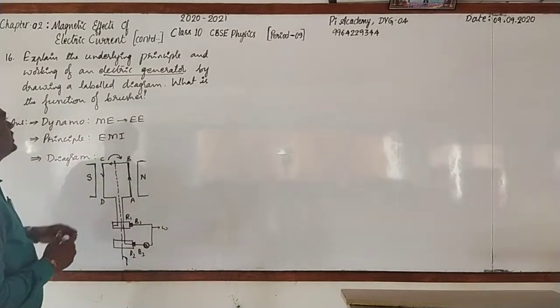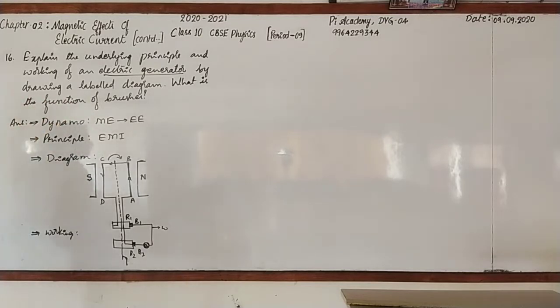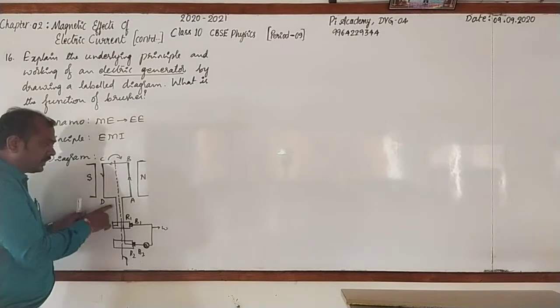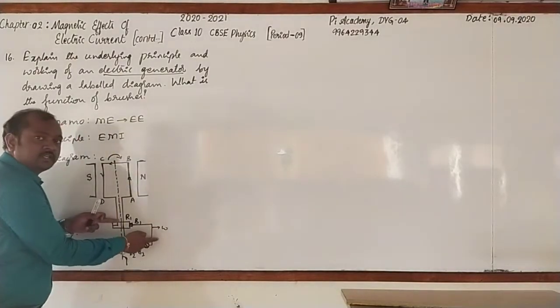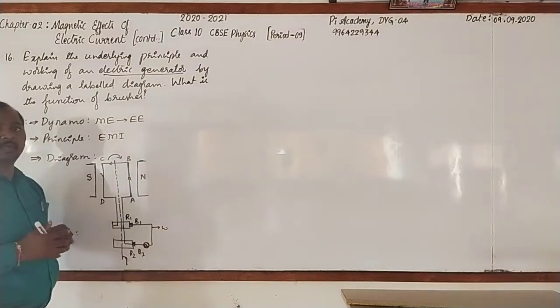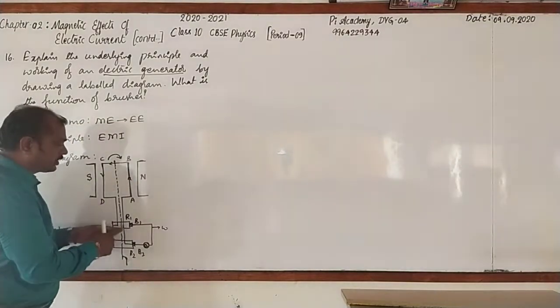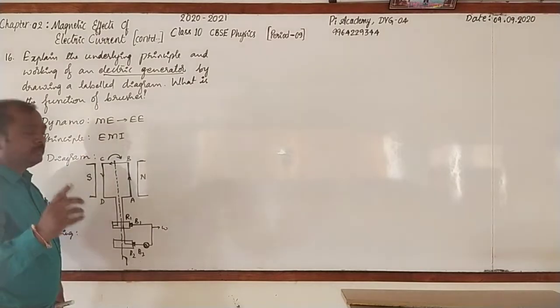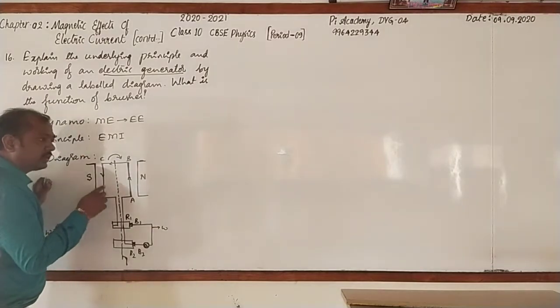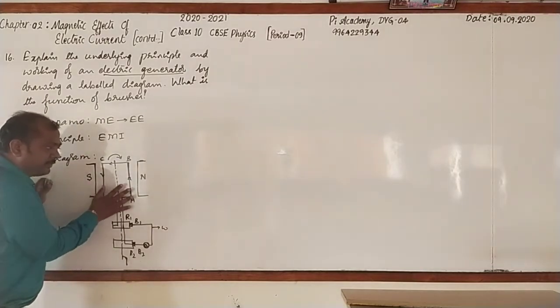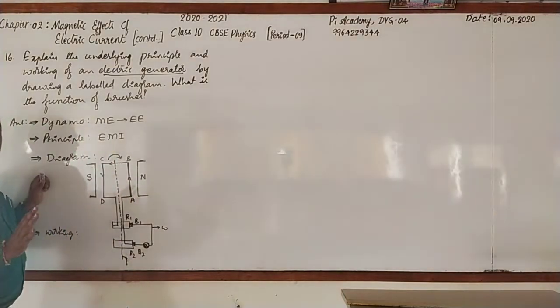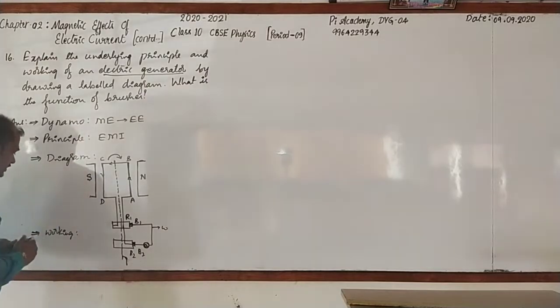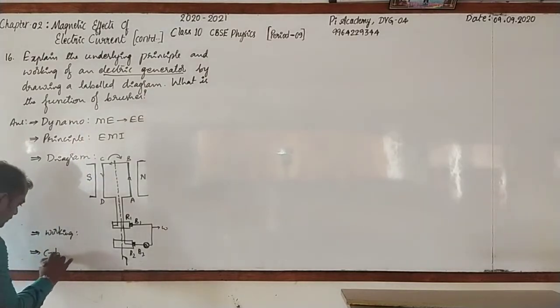Next, what is the function of brushes here? Very important. Look here. Whatever current is induced in the coil flows to the external circuit through B1. So we can write that the carbon brushes transfer the induced current from the armature to the external circuit. Very simple.